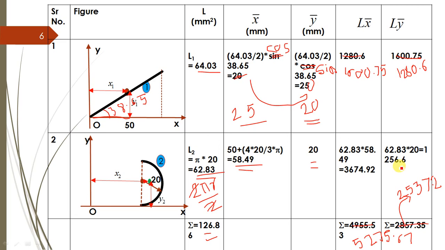Please check this, as I made one mistake while writing this equation. In order to find x bar, we required this horizontal distance. What is this distance? It is cos of the angle times 64.03 divided by 2. I changed the sign and cos here, so please correct that. Here it is cos and here it is sine.